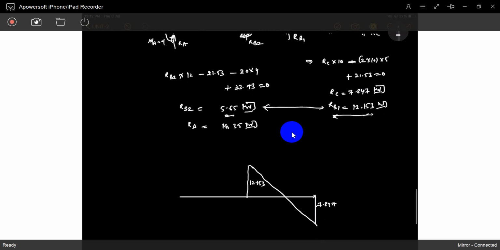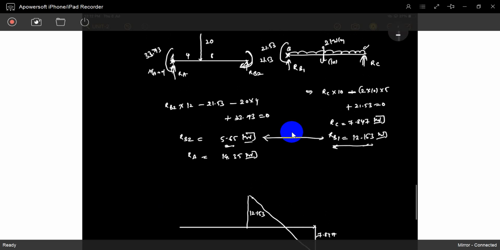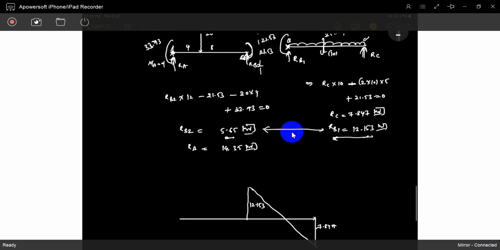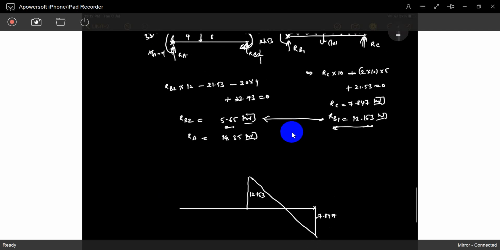Now you draw the shear force diagram for span BA. At RB2 it is 5.65 again, so it is upward shear. If it is upward, we have to draw it upwards. So what is that value?